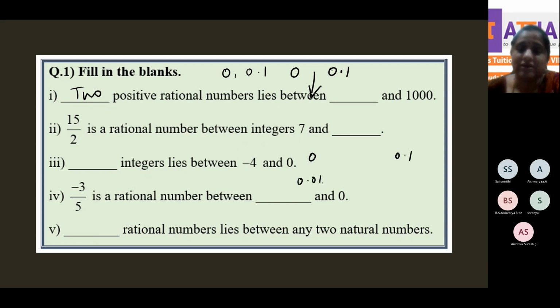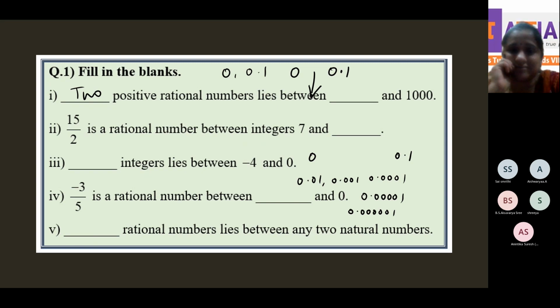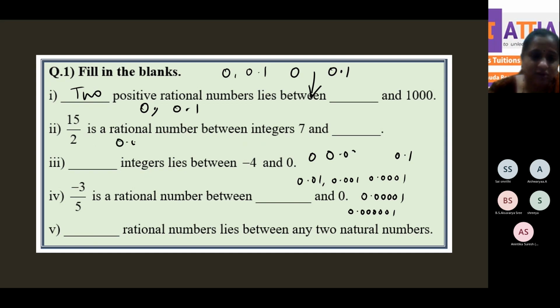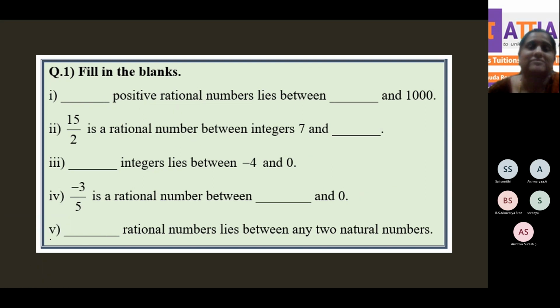Because between 0 and 0.1, you know what you can write? You can write 0.01, 0.001, 0.0001, 0.00001, 0.000001. Like this, you can write between 0 and 0.1. Okay, after this, you can write 0.02, 0.002. We can write infinite positive rational numbers lie between 0 and 1000. Perfect.